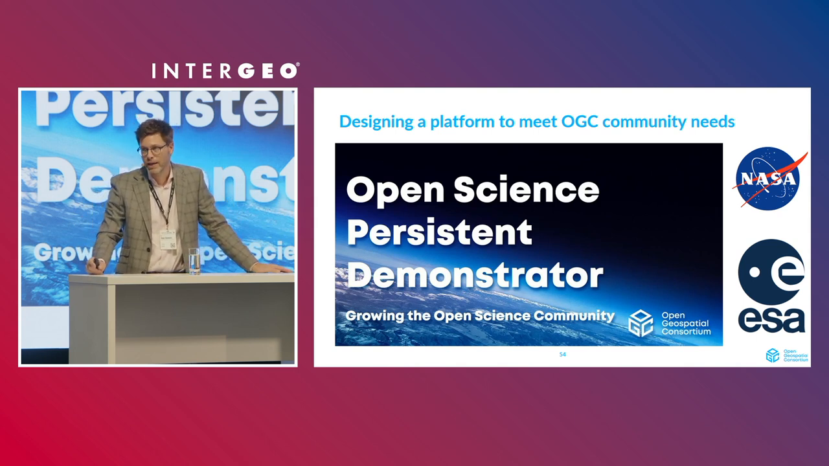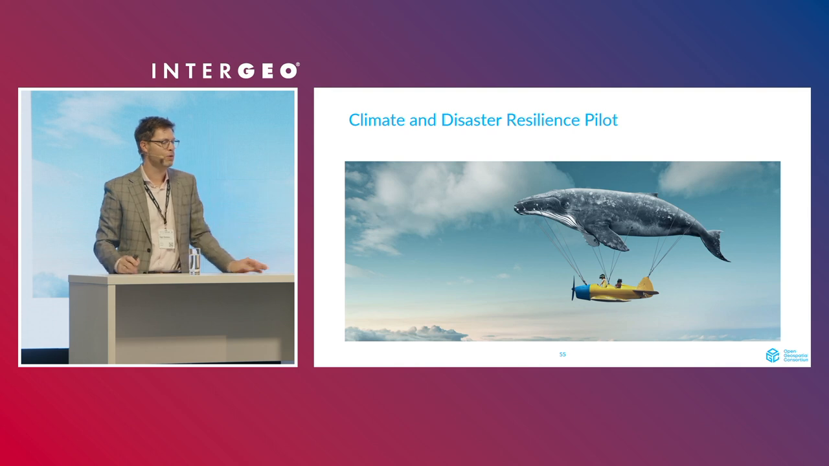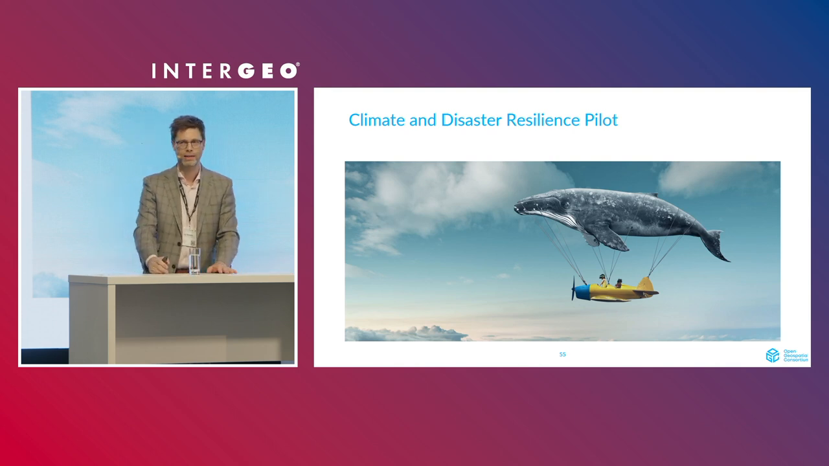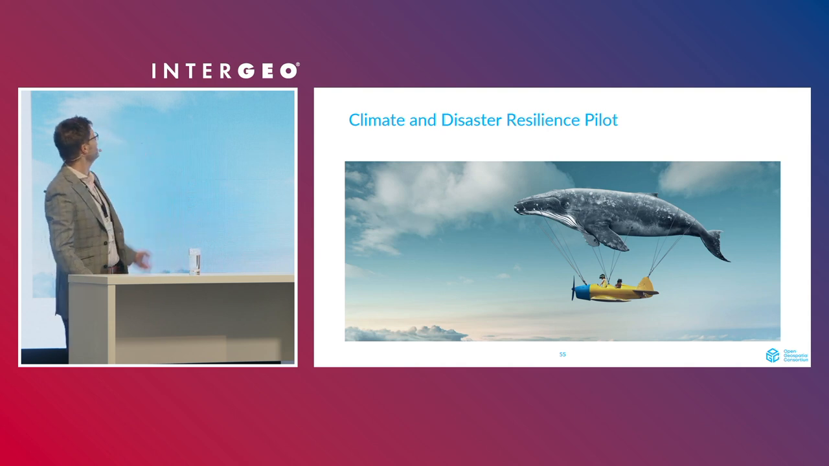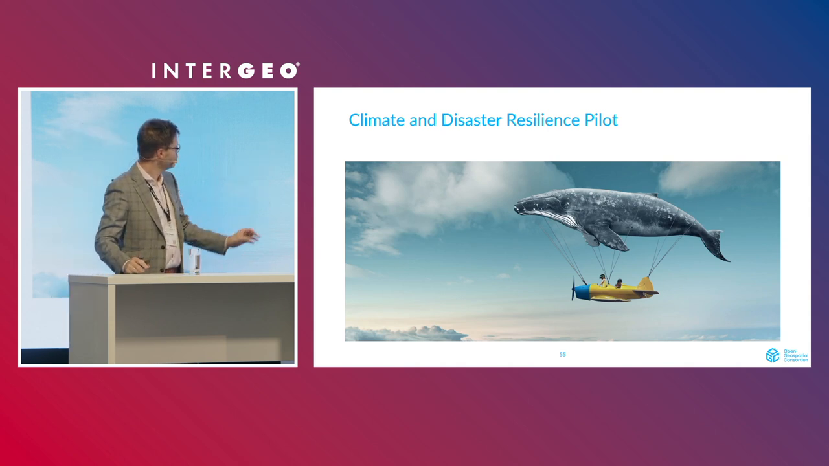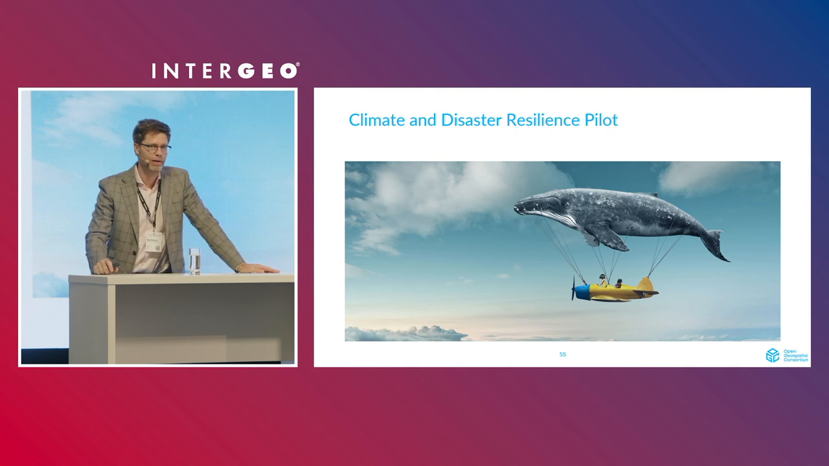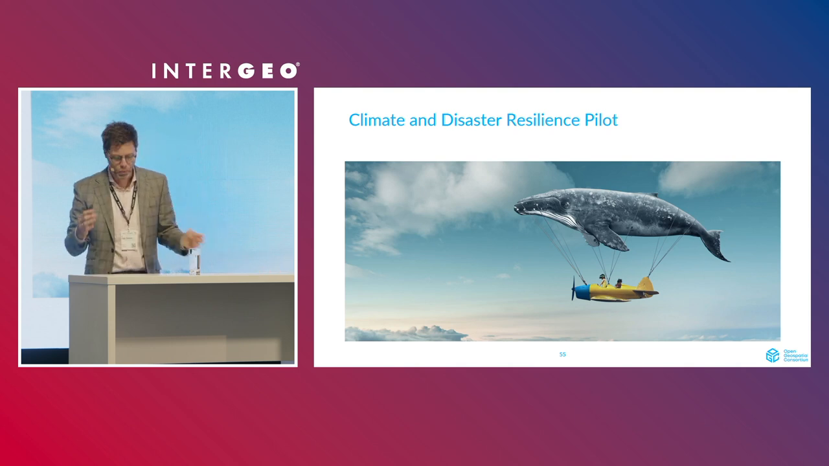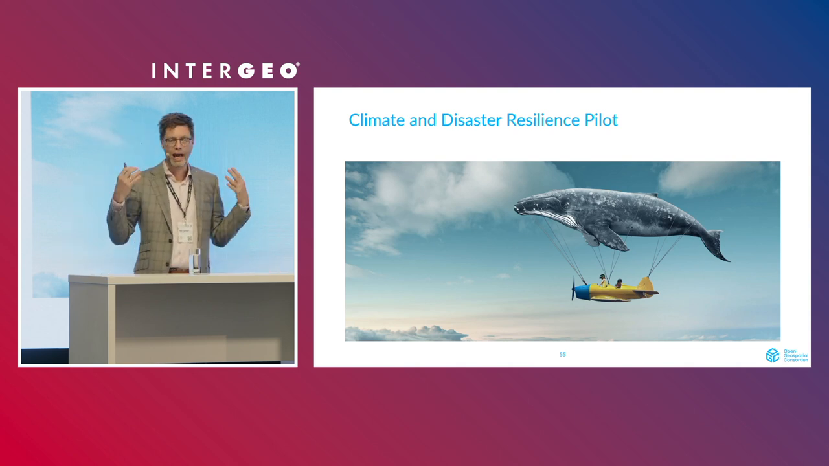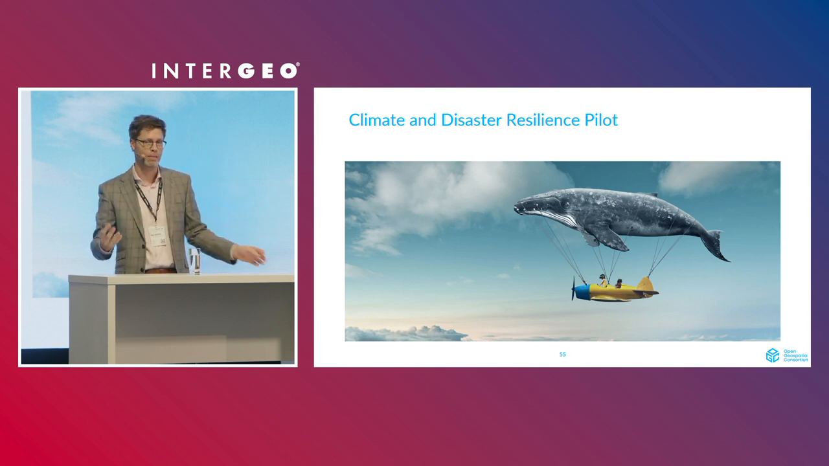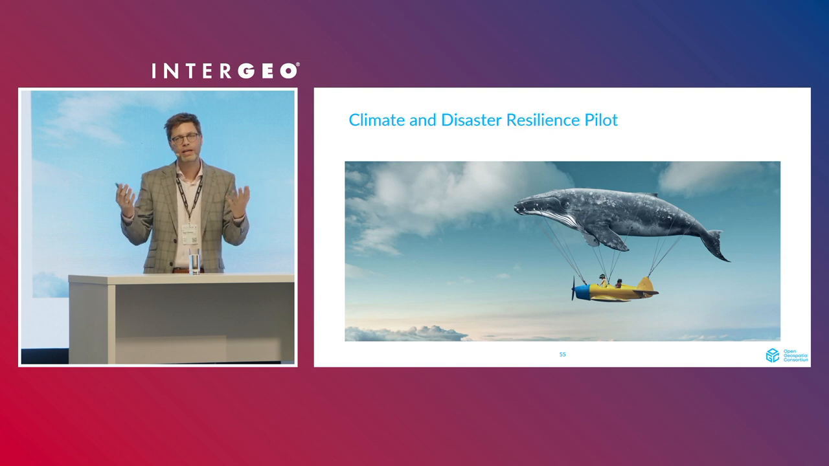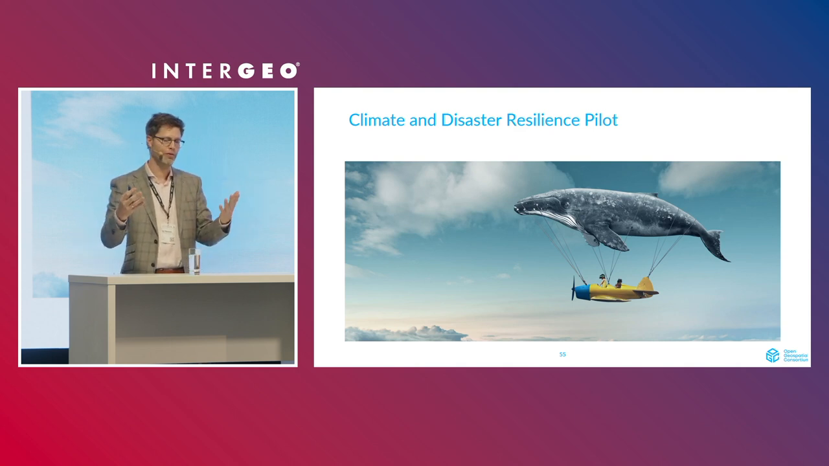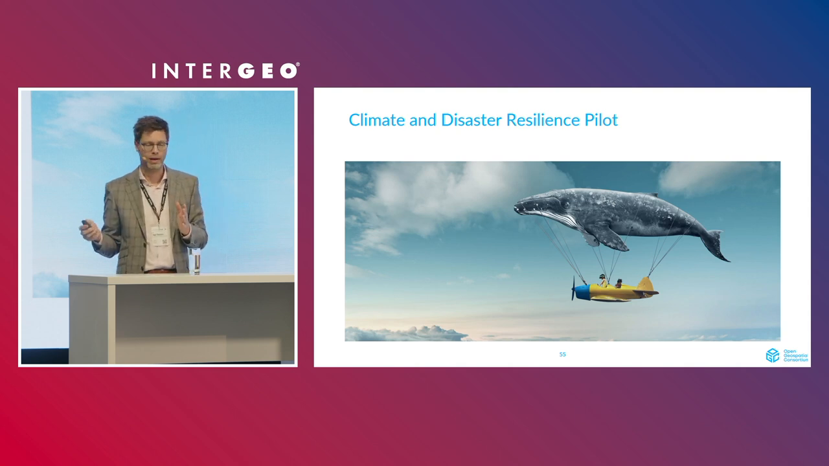And sometimes it gets completely wrong, right? So this is what AI provided to me when I asked about the climate and disaster resilience pilot. And I wondered, okay, what exactly has a climate and disaster resilience pilot to do with a whale that somehow carries an airplane, right? So we see how much hallucination is still in these models as they are right now. But we know the ingredients now, we know what we need to define and standardize to enable them to give us more reasonable answers, right?